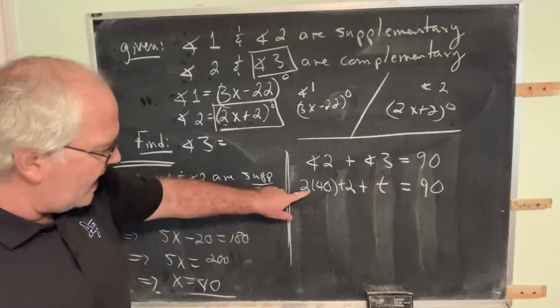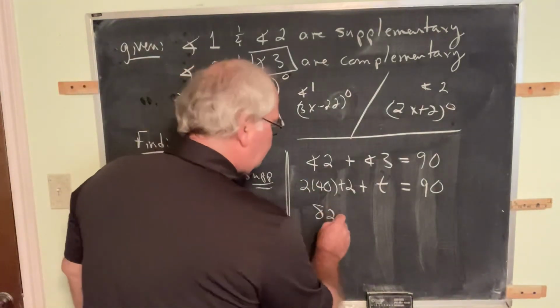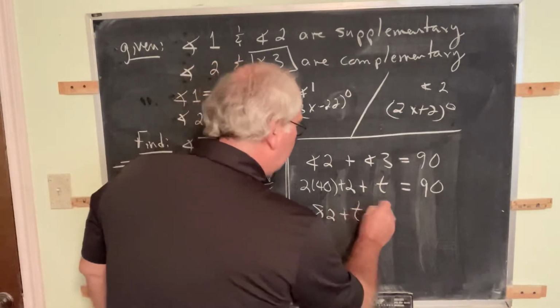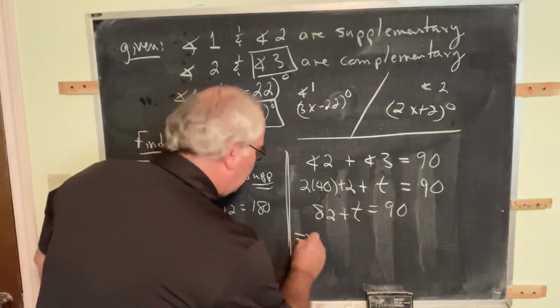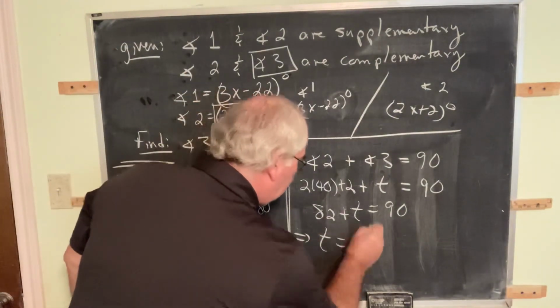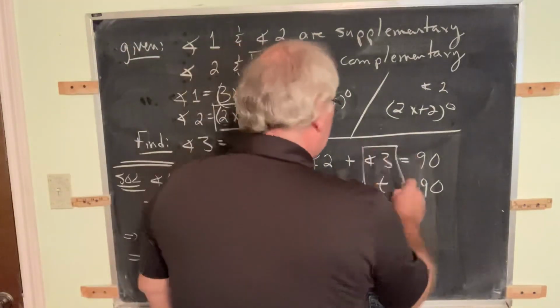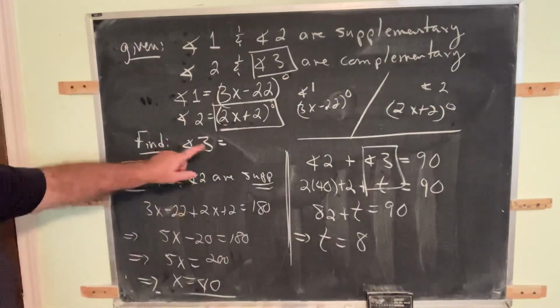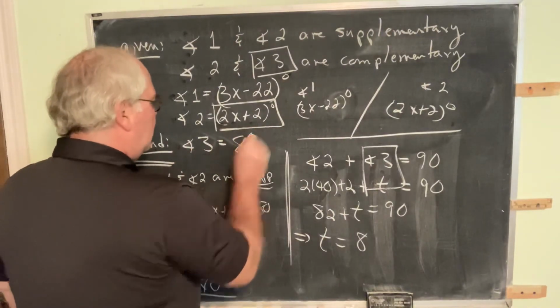And so what do we have? That's 82, is that right? 82 plus t is equal to 90. And so that gives us that t is equal to 8. And what was t to begin with? t is the measure of angle 3. That's what we were asked to find. And so angle 3 is 8 degrees.